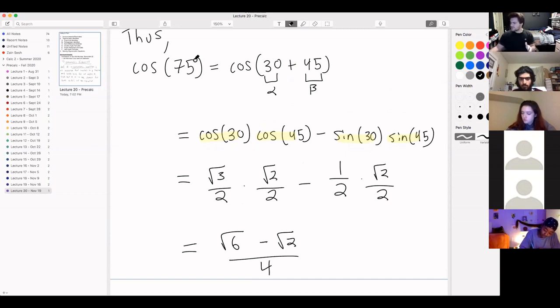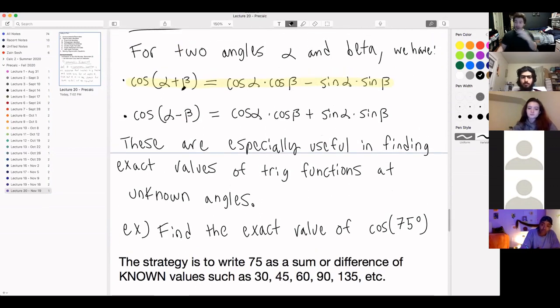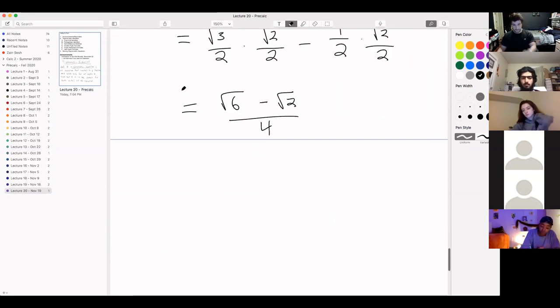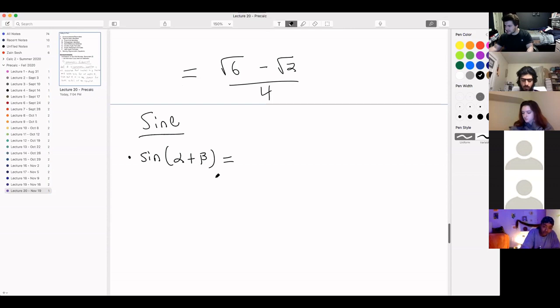So you'll have practice with these on the homework. It's really nice. Okay, so we just have cosine. We will also do the same thing for sine. So sine now. Here we go. Sine of alpha plus beta. Okay, this one's a little different, so I just have to be careful that I don't mess this up.